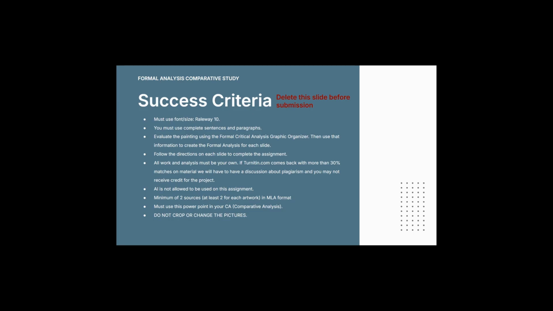This needs to be submitted to Turnitin.com and Google Classroom. Turnitin.com is going to check for our plagiarism, and the Google Classroom is where I will provide you feedback. As a reminder, AI is not allowed to be used on this assignment. You need to have 2 sources in MLA format, and I've got an MLA formatter at the end of this for the information that you are including.